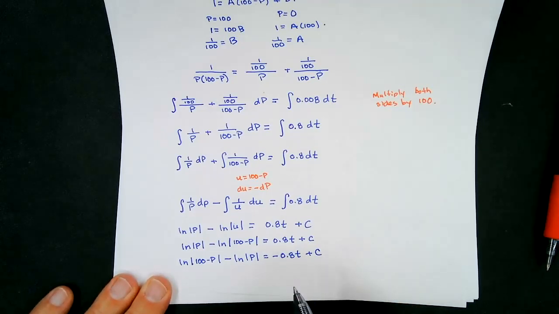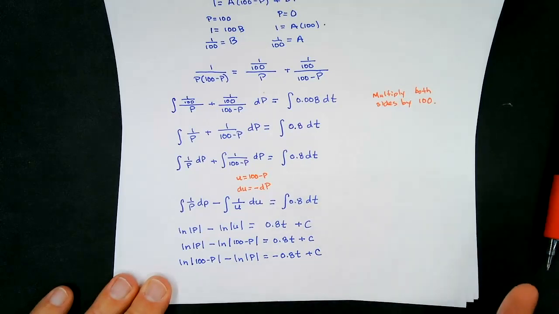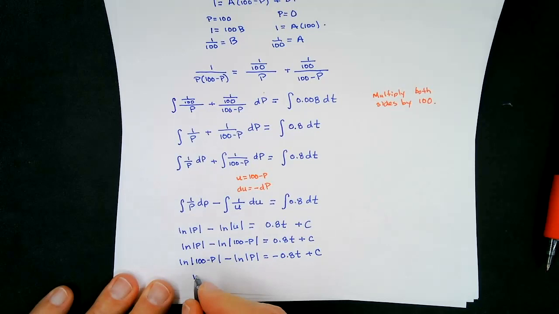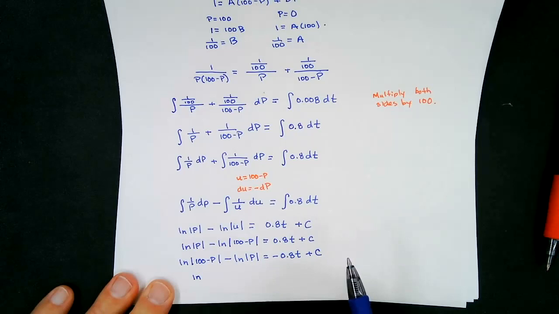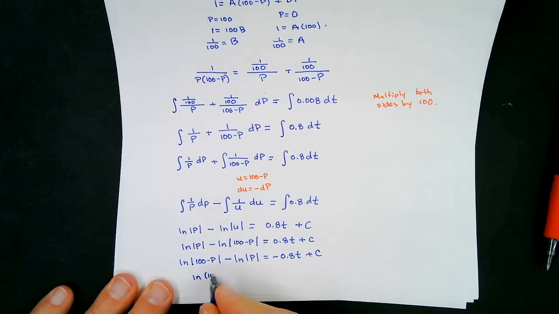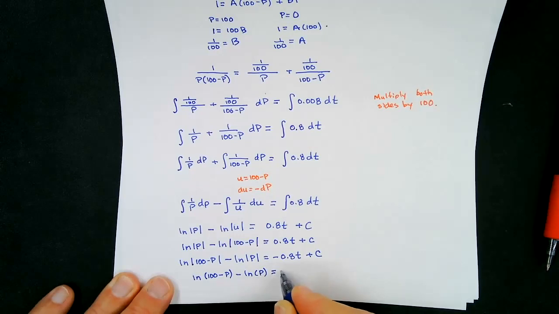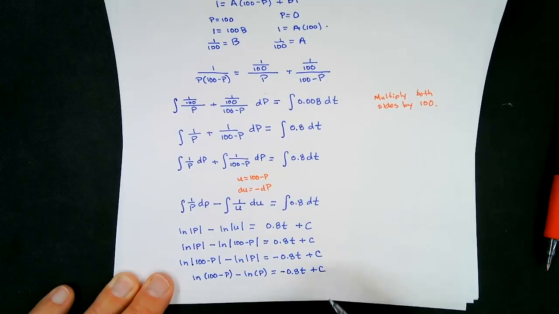Now, the bear population is between 0 and 100, right? It's between 0 and 100. So in this case, we really don't need the absolute values. We can rewrite this because the biggest the population can be, and it can actually never reach this, is 100. That's the carrying capacity. So this would be the natural log of 100 minus p, without the absolute value, minus the natural log of p is equal to negative 0.8 times t plus some constant that we don't know yet, c.